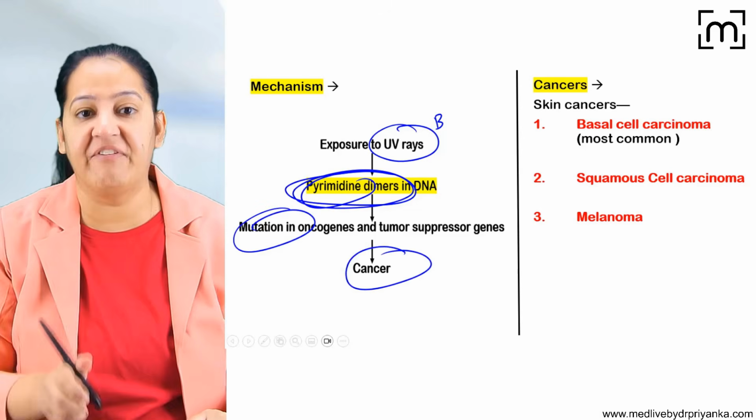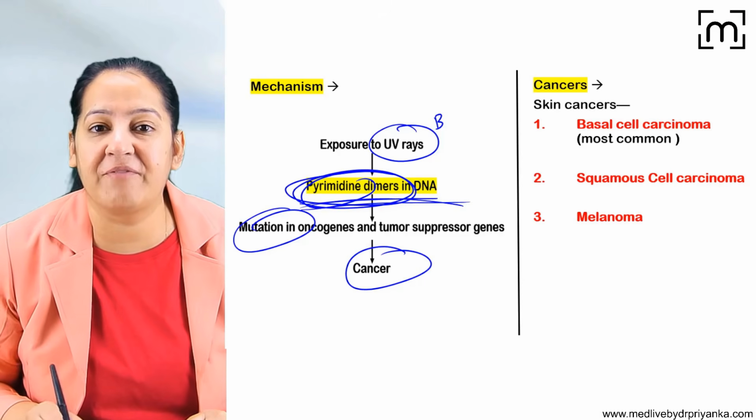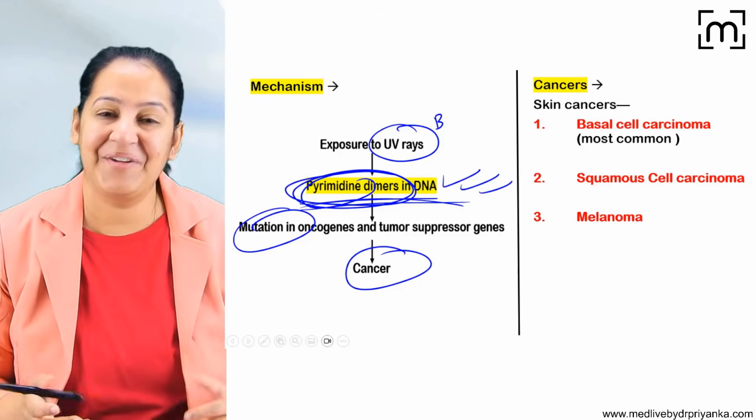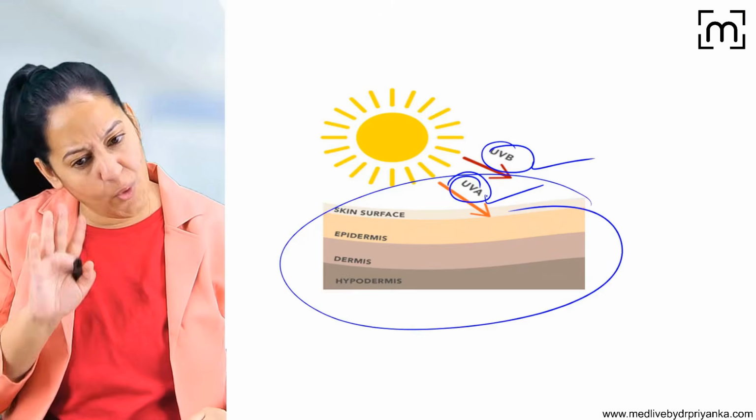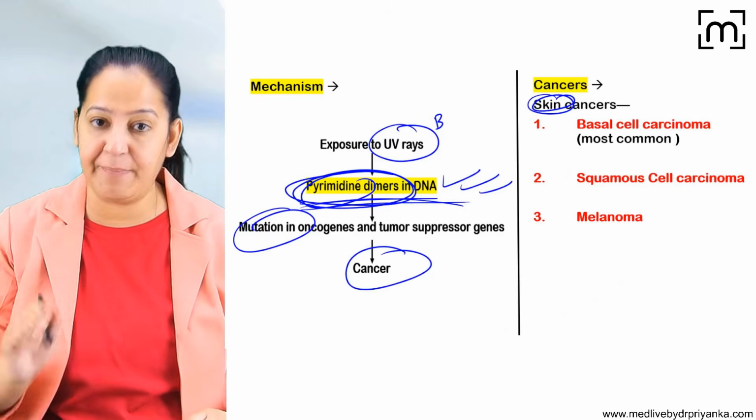In the mechanism, you have to learn one line: pyrimidine-pyrimidine dimer formation, you have to write it. Okay. Now name this cancer. It causes only skin cancer. So UV light causes only skin cancer. There are three types of skin cancer.